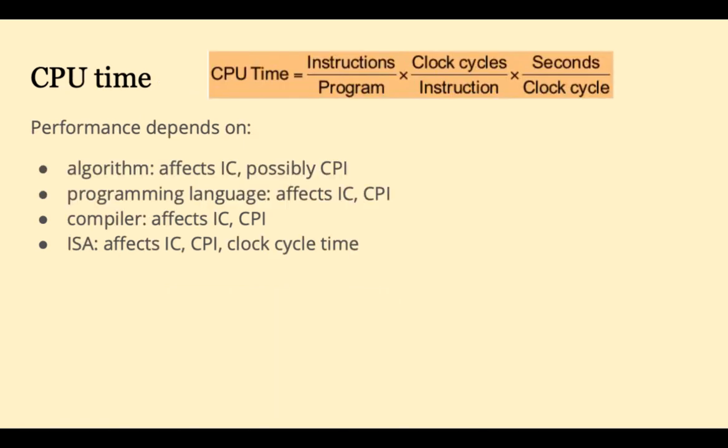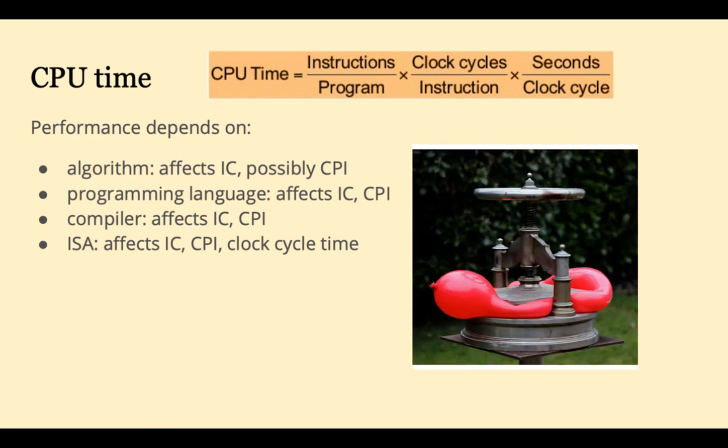Here again is our formula. Our CPU time depends on the number of instructions, machine language instructions in a program, times the number of clock cycles per instruction, times the seconds per clock cycle. I like to think of this as a long balloon. If you press down and reduce one portion, other portions are naturally going to pop up.